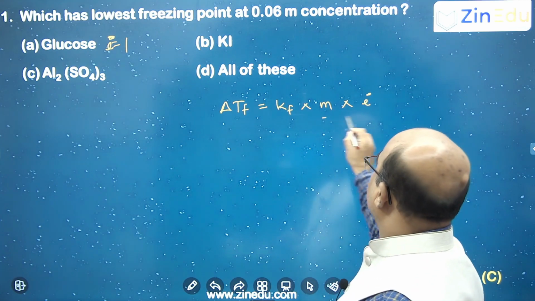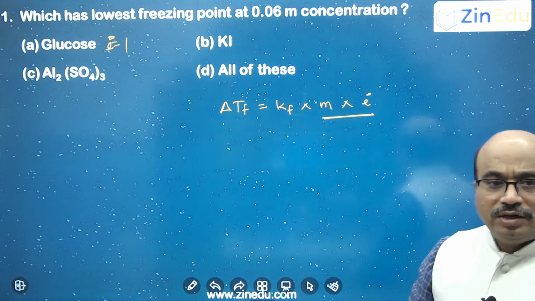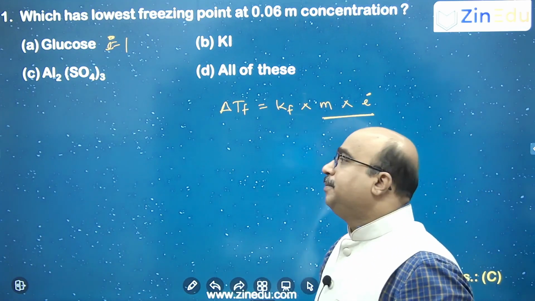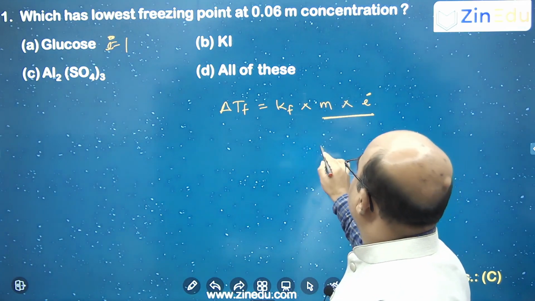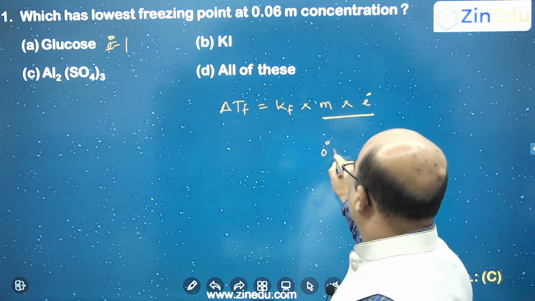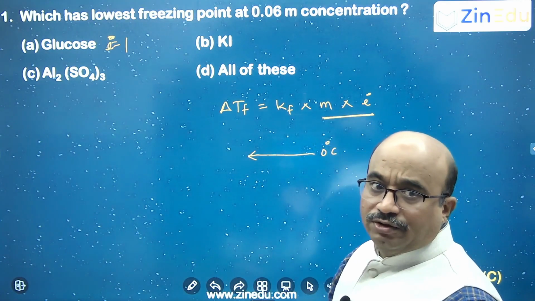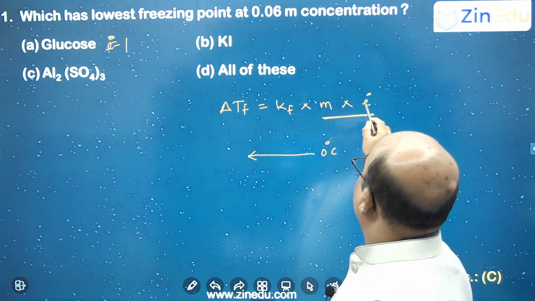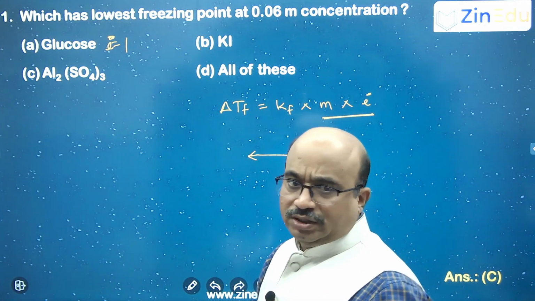So if the effective concentration is low, then you say there is a smaller decrease in freezing point. Where you see water, mostly aqueous solution, it is 0 degree centigrade. From 0 it will go down. When it will go down more, delta Tf we will see, where molality into i is higher, means effective concentration is higher.